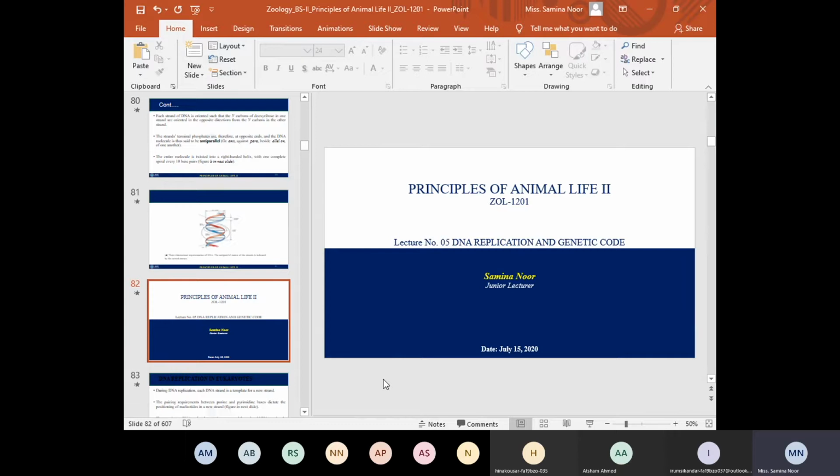In a previous lecture, we were discussing the structure of the DNA, particularly the double helix model of the DNA. So today we are going to start DNA replication and the genetic code. One feature of the genetic material is to replicate. DNA is the genetic material that has the ability to replicate. So today the topic is about the process of DNA replication.